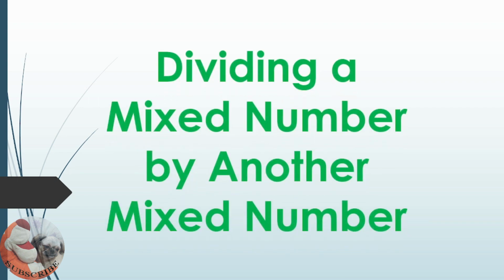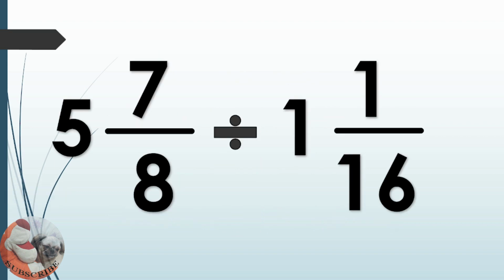Next, dividing a mixed number by another mixed number. Let's have an example. 5 and 7/8 divided by 1 and 1/16. What are you going to do? Change the mixed numbers into improper fractions. Multiply the denominator by the whole number. 8 times 5 is equal to 40. Then add the numerator, plus 7. You do the same for 1 and 1/16.